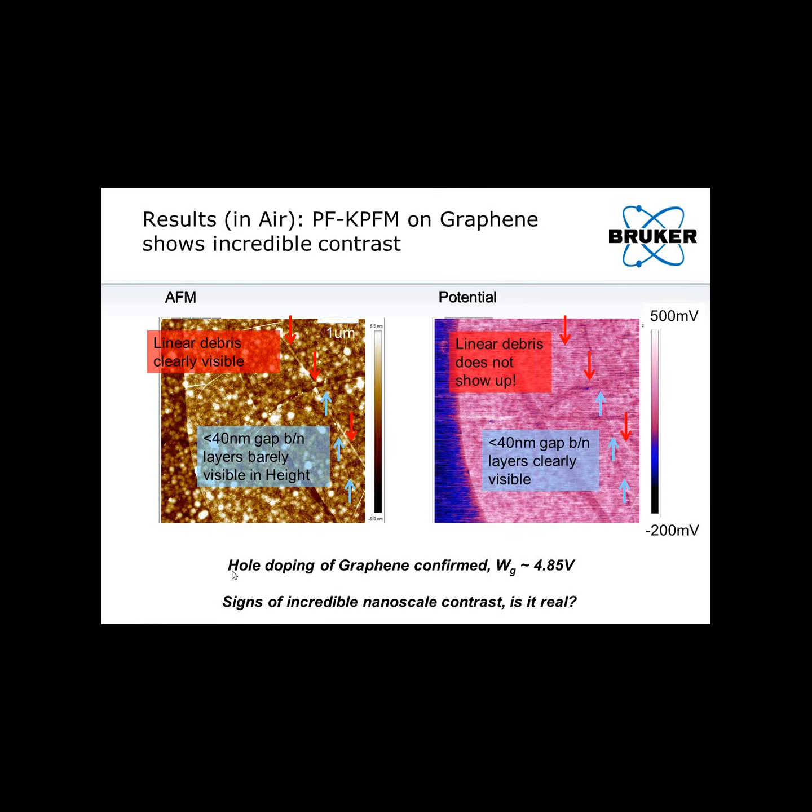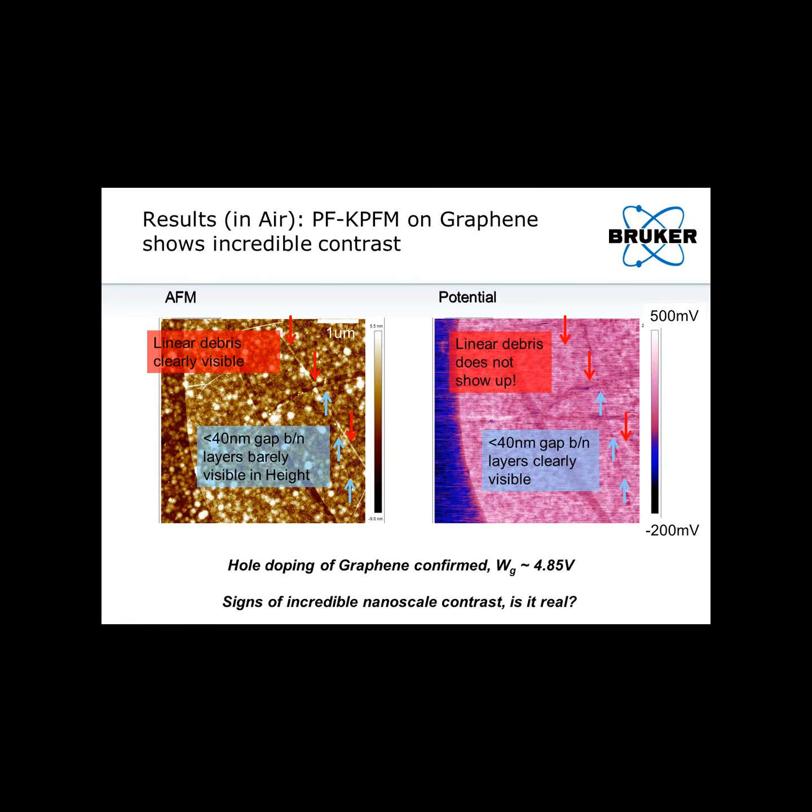But another question is, what about all these nanoscale structures that we can also see? Are these real? One immediate argument that I can present that they are real is, for instance, if you look at this linear debris that's indicated by the red arrows, it doesn't really appear in the KPFM image. However, the division between graphene, which you can barely see in the topography, this 40 nanometer gap that I'm trying to point to with these blue arrows, is clearly visible in the KPFM image. So that's indicative of an artifact-free measurement.